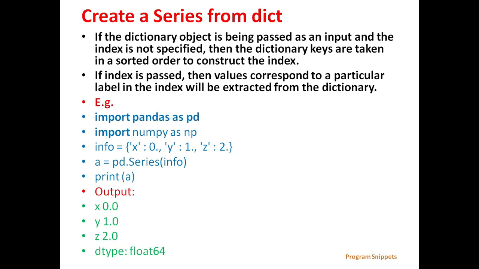For example, here we have first imported pandas, then we have imported numpy, and we have created a dictionary x with value 0, y with value 1.0 and z with value 2.0. If we create a series with this dictionary and print it, it will print the output as x with 0.0, y with 1.0, z with 2.0 and the data type will be float64.